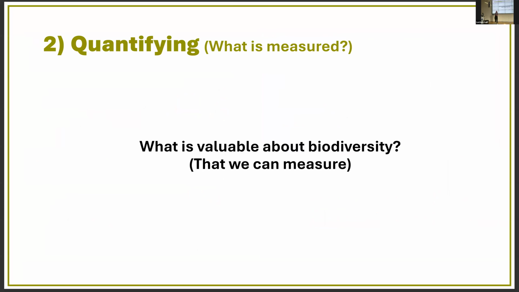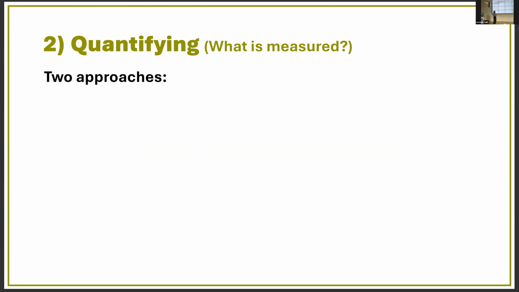And this means that we need to ask, what is valuable about biodiversity? Why do we care about biodiversity? Because it can't just be that we care about more species or something, because in different ecosystems, that means different things. In a desert, there's not that many species, but it's still a valuable ecosystem. And it also means that we need to be thinking about the values that we can measure. The way that companies are proposing to do this, there's kind of two separate approaches that are being taken.